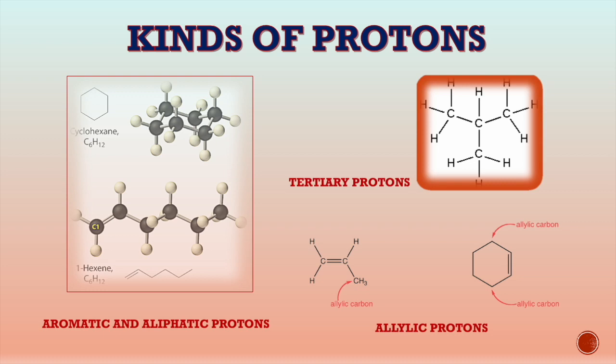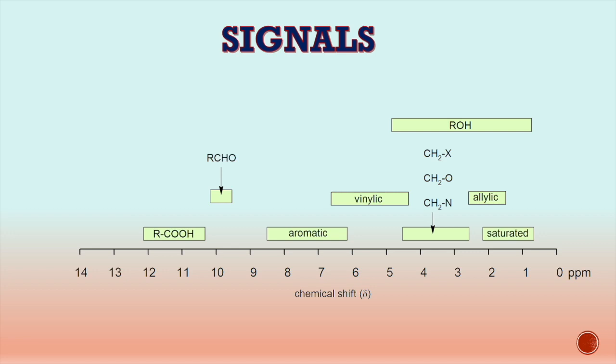So now these different kinds of protons have different electronic environments. And it is the electronic environment, as we discussed in the previous video, that determines just where in the spectrum a proton absorbs.